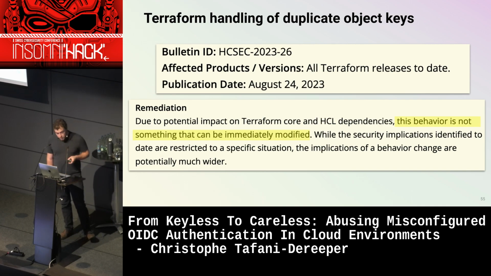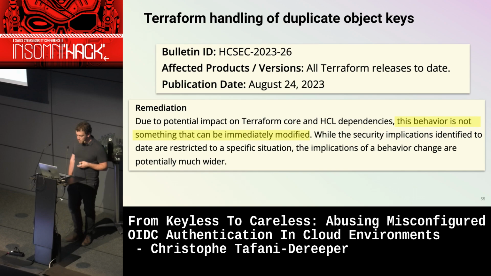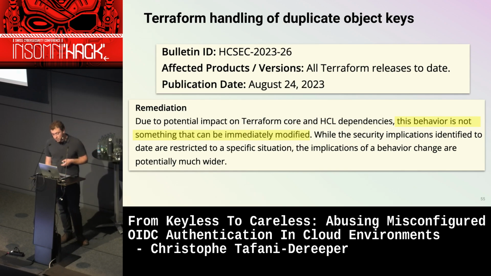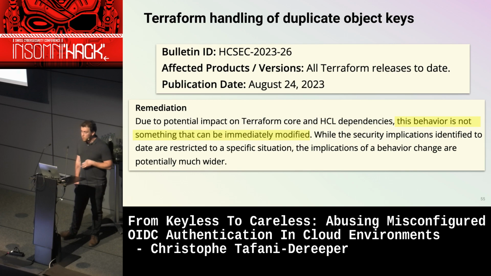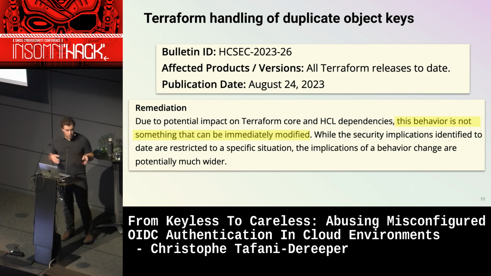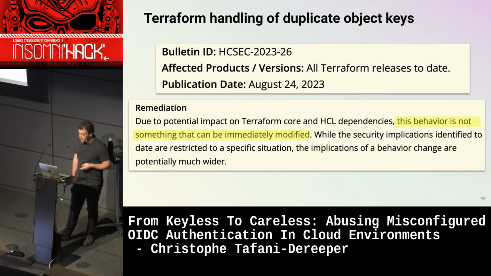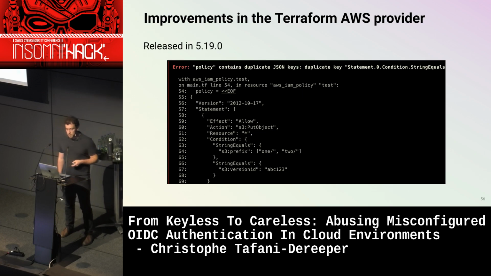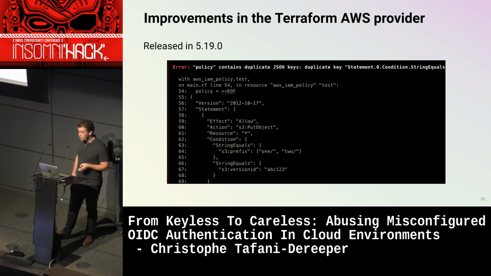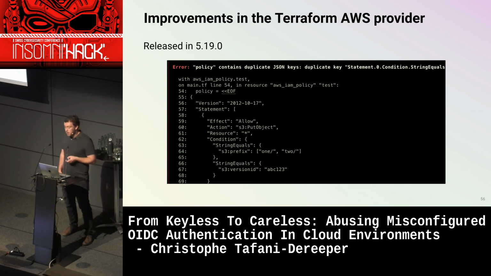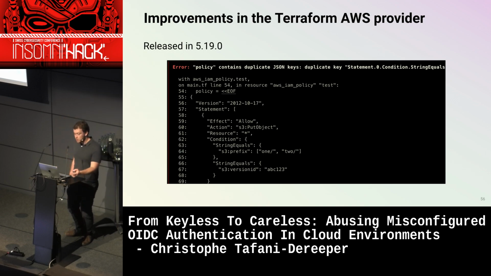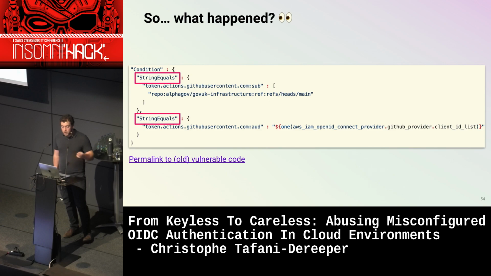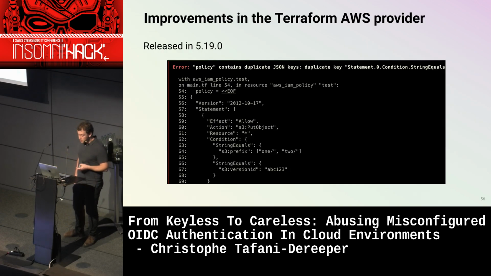And actually, HashiCorp, but maybe we should call it IBM HashiCorp now, has something called HCSEC-2023-26 that says, basically, we are aware of this. It's not great, but we cannot fix it because it would have a lot of impacts that we are not sure what they will be. But they did try to make things better. So in version 5.19 of the AWS provider for Terraform, they added a check that if you have duplicate JSON keys in your policies, they will block it. But that's assuming that you get to the JSON stage. In our case, this was at the HCL stage. So it can help, but not always.